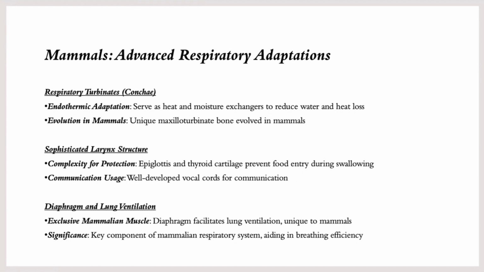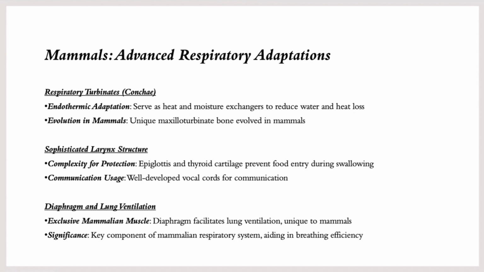vocal cords in order to communicate, and so do other mammals. For example, monkeys, apes. The epiglottis and the thyroid cartilage developed, okay? And the epiglottis and the thyroid cartilage basically stop food from going down our windpipe or our trachea as we are swallowing, okay? Otherwise, if the food was to go through our trachea or our windpipe, then of course we'd be choking and we would not be able to get any air supply and we would die, right?